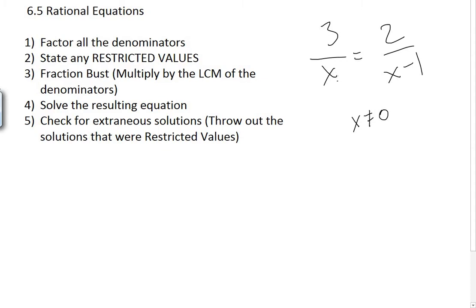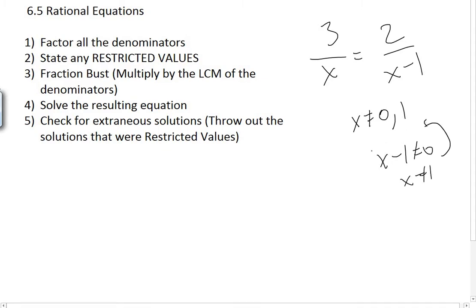3 divided by 0, that's undefined. I can't have a 0 underneath. But also, x can't equal 1, because if x was 1, 1 minus 1 gives me 0, so that 2 divided by 0 is undefined. So really I'm saying x minus 1 can't be equal to 0, so that x can't be equal to 1. That's where I'm getting that restricted value from.